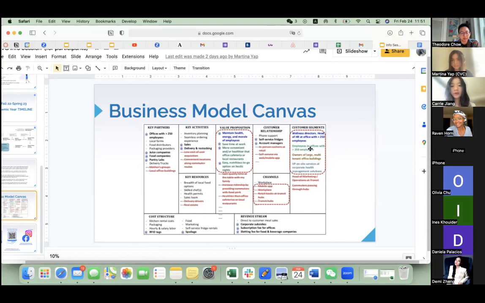So it's really important to keep track of that. And yeah, we just want you to be aware of that, because growth is one thing that we really value in the CVC competition.